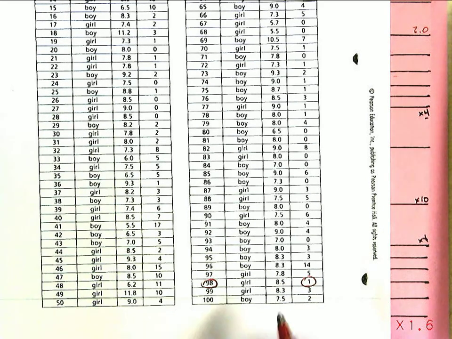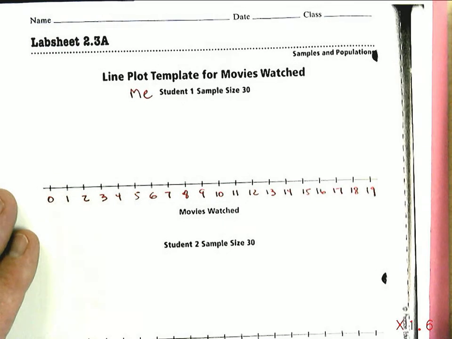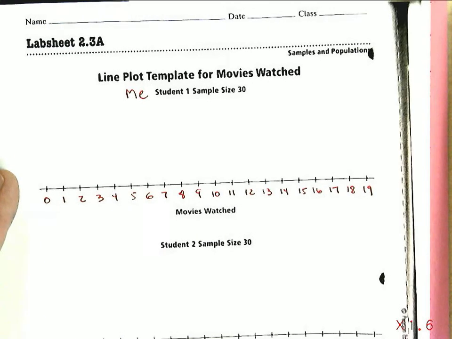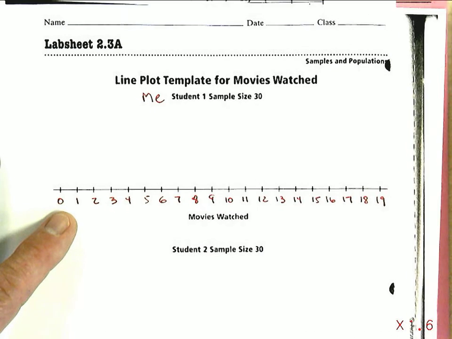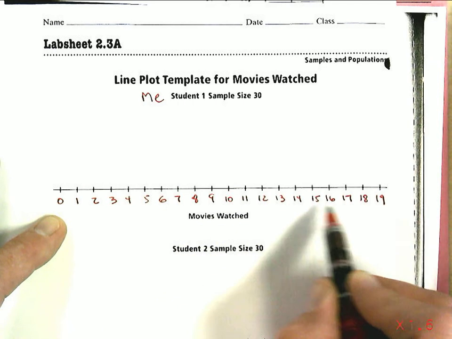And so what I'm going to do with that now is this person was chosen, and what we're going to do in this part of the investigation is we're going to make a line plot. So that person number 98 that I picked watched one movie. So I listed on my sheet here 0, 1, 2, 3, 4, 5. These are the numbers of movies watched.